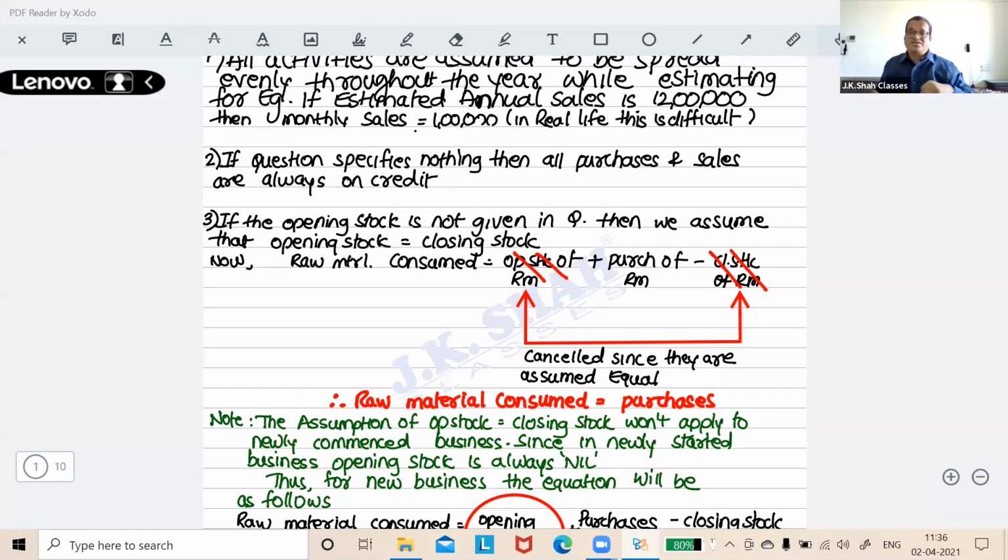That's what I'm talking about, guys. If the question specifies nothing, then the level of stock remains what? More or less the same. So where I have to prepare the balance sheet, I just have to estimate my working capital.